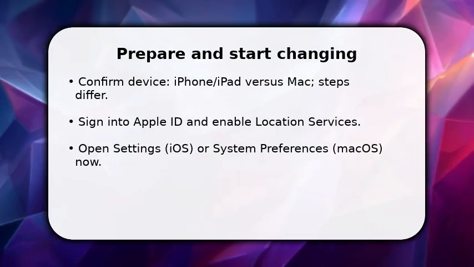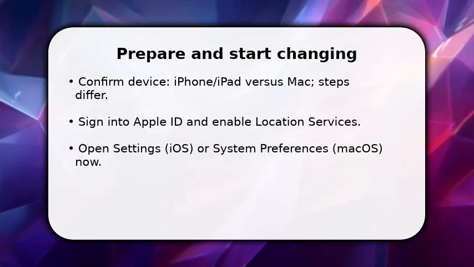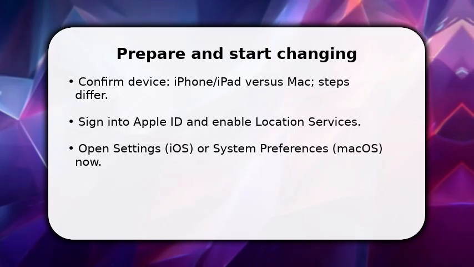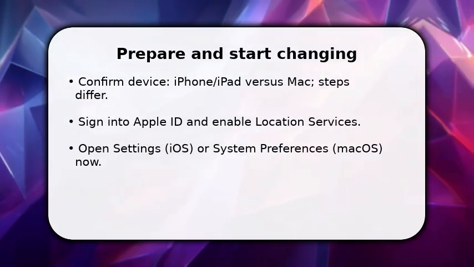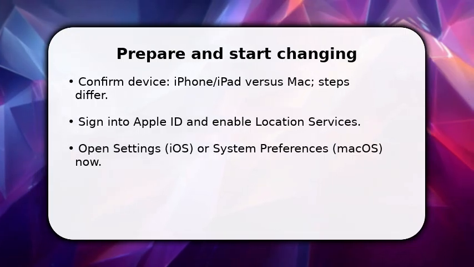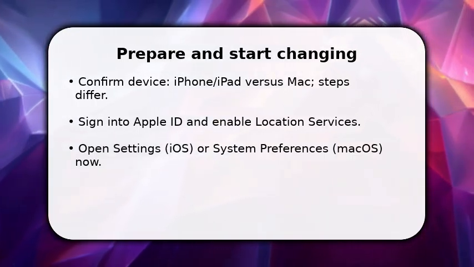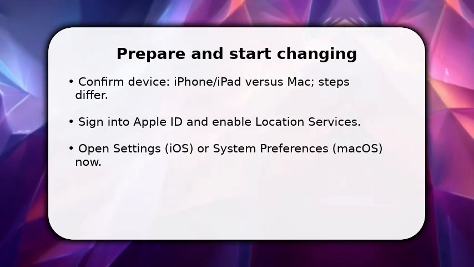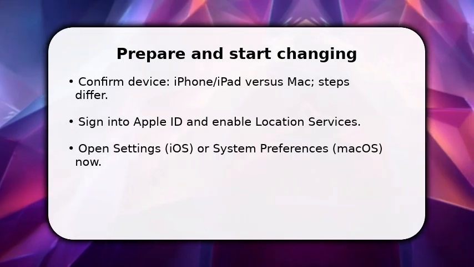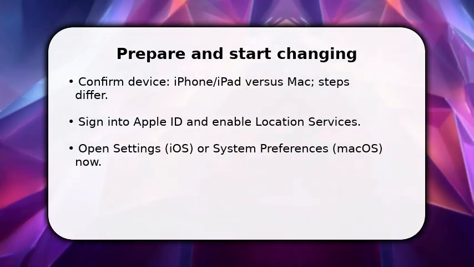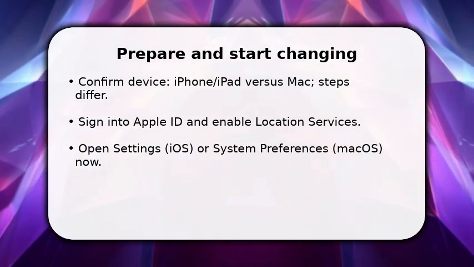You're starting now. Make sure you're on the device you want to change, iPhone/iPad or Mac. Sign into your Apple ID so regional settings sync, and enable location services so Safari can use local results. On iOS, open Settings. On Mac OS, open System Preferences. Once done, go to General Language and Region on iOS or Apple Menu System Settings, Language and Region on Mac OS. These are the prerequisites and the first actionable steps to change how Safari.